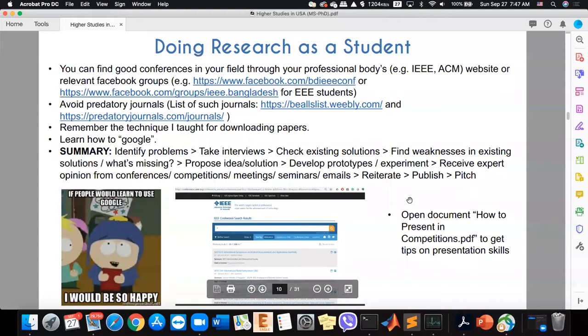And after publication, when you have two or three publications, then you can combine all of these ideas, and then আপনি pitch করতে পারবেন ideata, as a proposal or to investors and stuff like that.